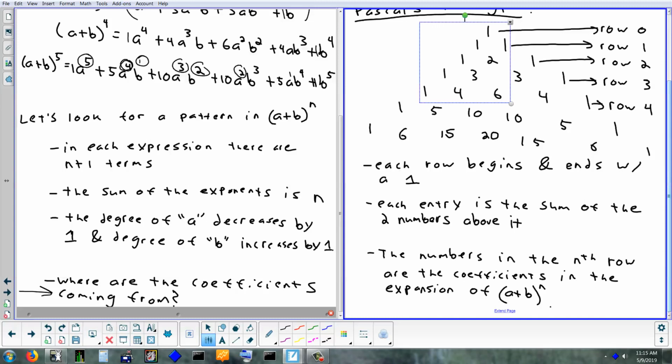There's also a lot of symmetry in the triangle. Look at row 6: 1, 6, 15, and then 15, 6, 1. So it repeats itself. If you have a row with an odd amount of numbers in it, then there's a middle, like that. If you have a row with an even amount of numbers, then there are 2 in the middle. Right? 1, 5, 10, 10, 5, 1.